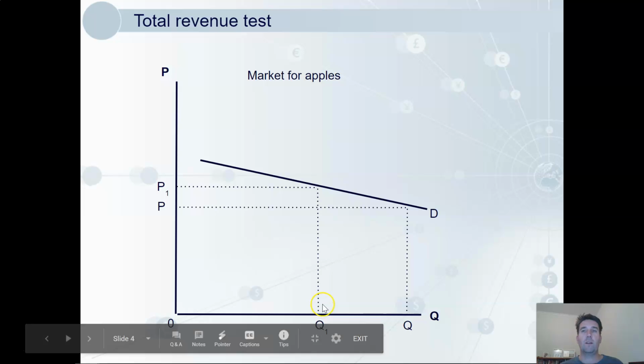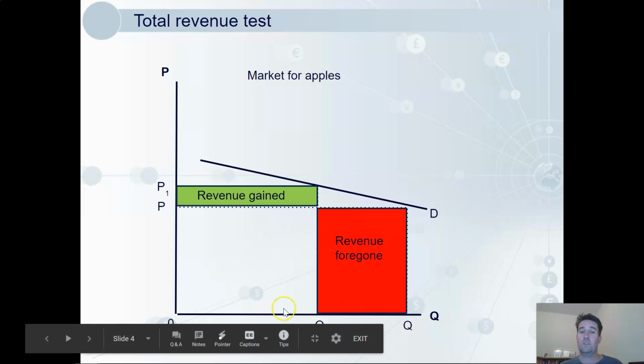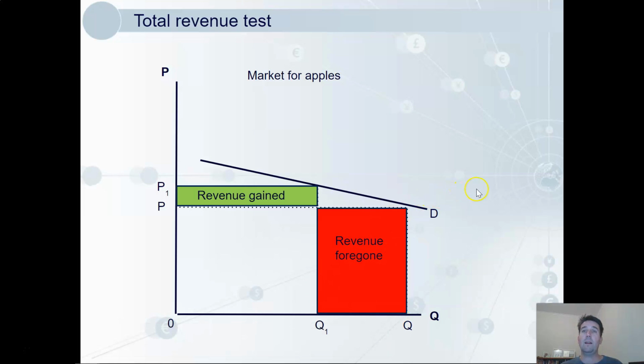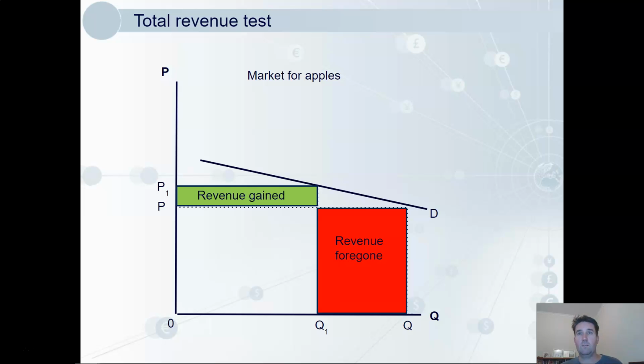What we can see here is that the green rectangle shows us the new revenue due to the higher price. And this red rectangle is revenue that used to be earned but no longer is, as the quantity has reduced from Q to Q1. At a glance, we can see that the total revenue has fallen when price has increased because the revenue foregone is so much bigger than the revenue gained. Anytime you want to know if revenue will increase or decrease due to the change in price, just sketch out a demand curve and see what happens. You just have to know whether demand is elastic or inelastic.